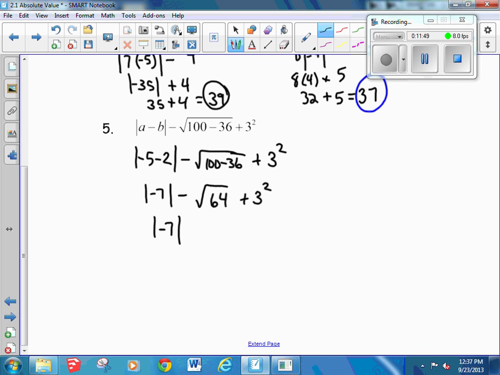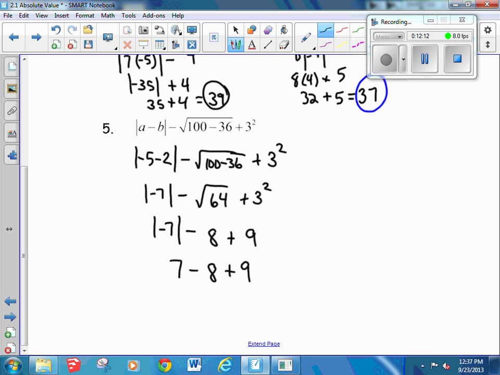The absolute value of -7 minus, what's the square root of 64? Jack? 8. And what's 3 squared, Caitlin? 9. It's the absolute value of -7, Navacha. 7. So my problem becomes 7 minus 8 plus 9.